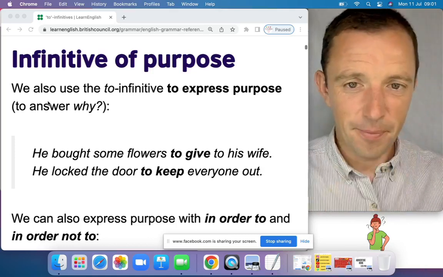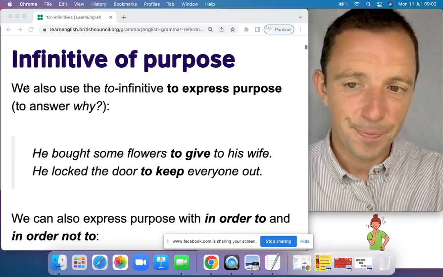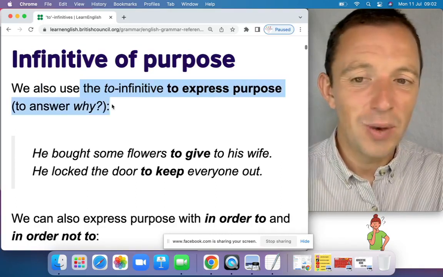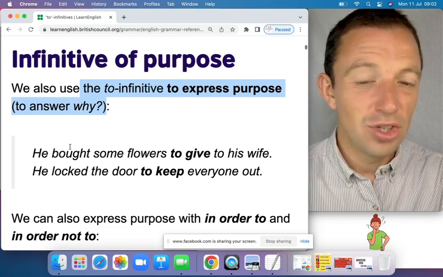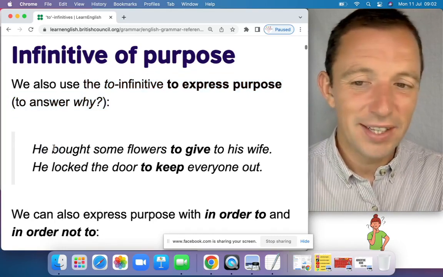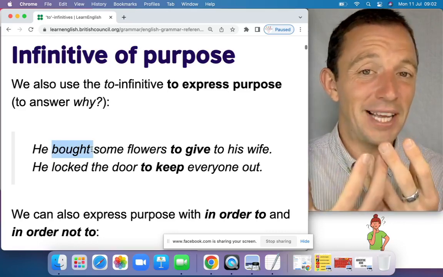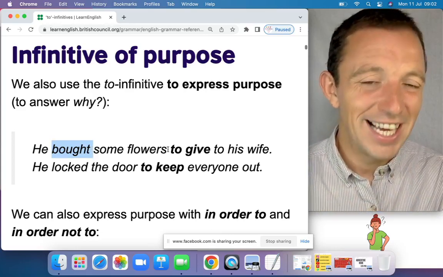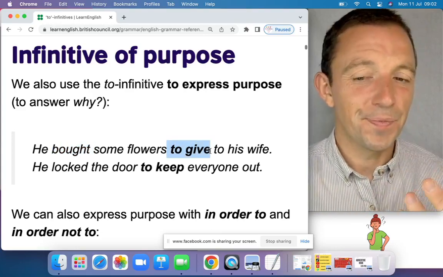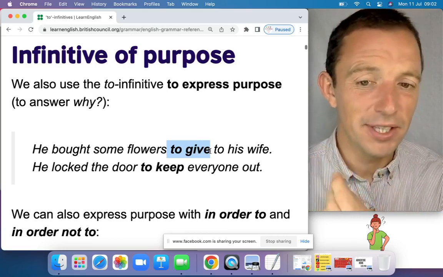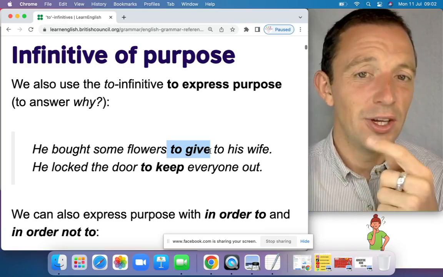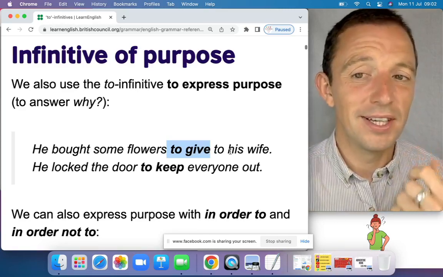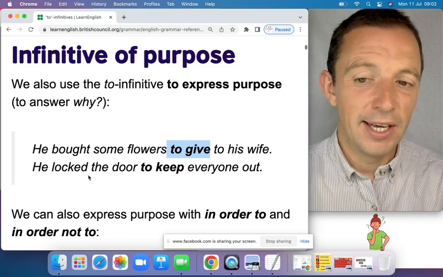Okay, infinitive of purpose. We also use the to infinitive to express purpose, to answer why. So, for example, he is the subject, buy is the verb. In the past, it's irregular, bought, buy, bought, he bought flowers. Infinitive, why? Why did he buy the flowers? He bought the flowers to give to his wife. Okay, so he bought the flowers with the purpose to give the flowers to his wife.